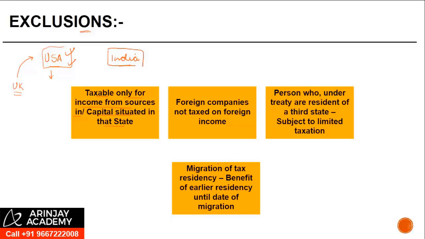And in case of people who migrate tax residency, the benefit of the earlier residency will be given until the date of migration. Let me just explain this here. So suppose in the UK, there is Mr. X. He was a tax resident until 31/3/2016. Then he migrated to the US and became a tax resident of the US. He will get the benefit of the India-UK treaty for incomes up to 31/3/2016, and thereafter it will be considered under the India-US treaty.